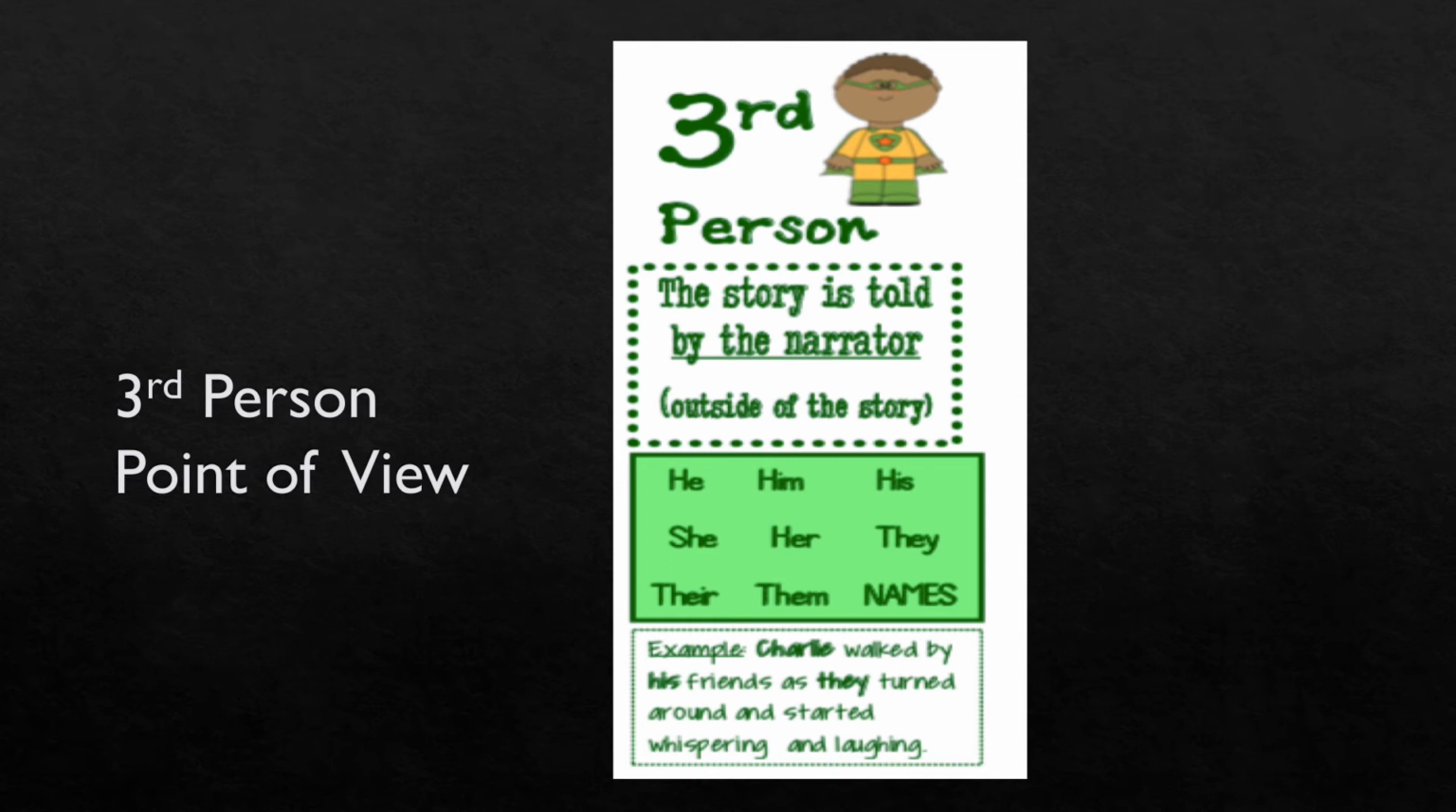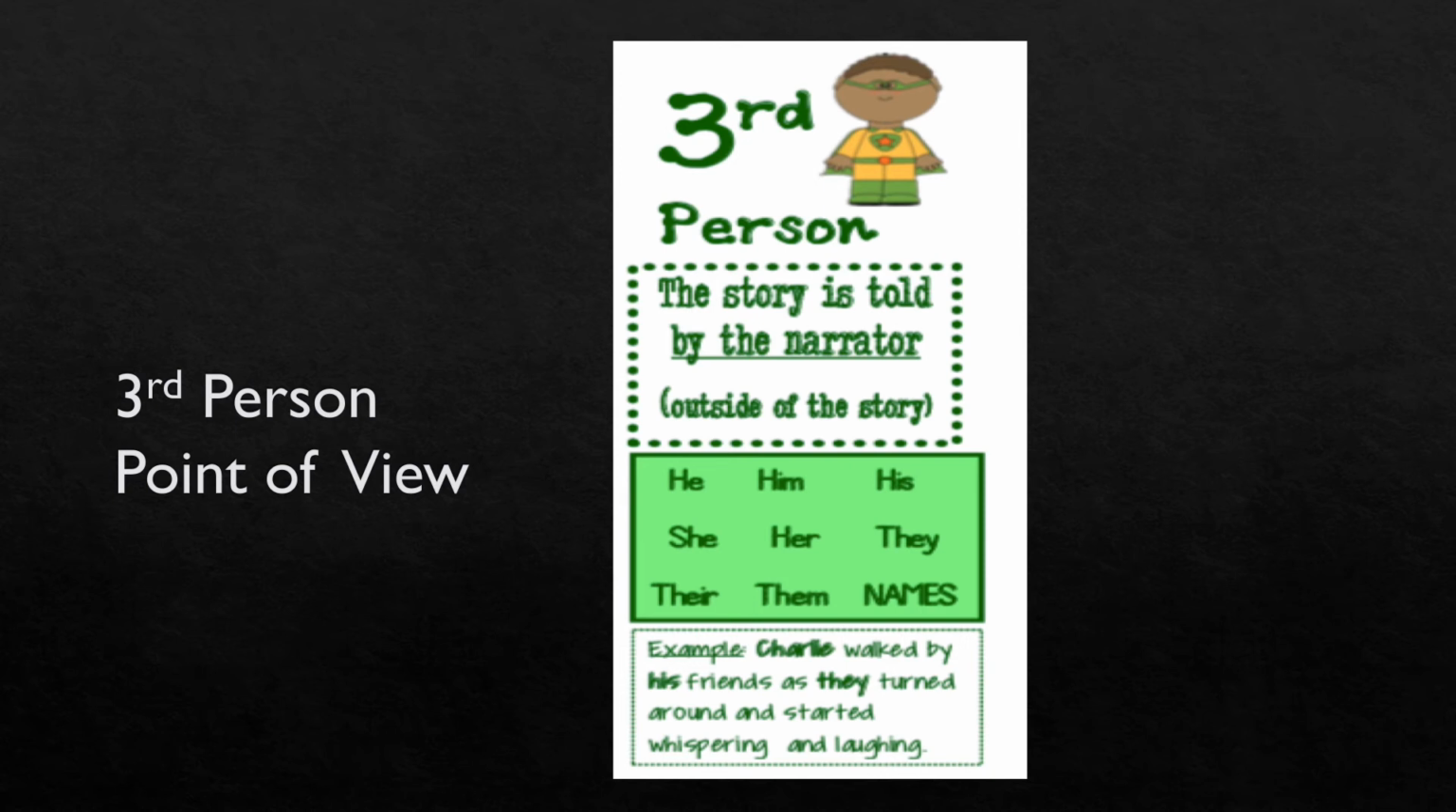Some of the key words that you should look for in trying to determine third person point of view are the words he, him, his, she, her, they, their, them, and names. So let's look at our example. The first example says, Charlie walked by his friends as they turned around and started whispering and laughing.